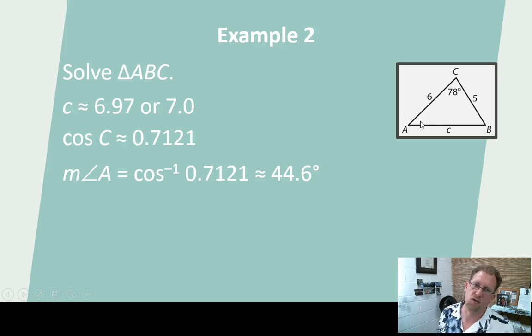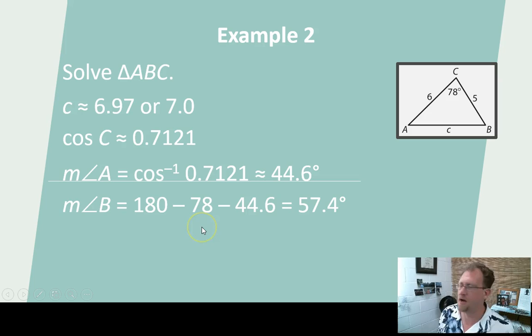And now I could do the same thing to find B, or I could just use the sum of the internal angles of a triangle. 180 degrees, the sum of the internal angles of a triangle, minus 78 minus 44.6 equals 57.4 degrees is the measure of angle B. All right, we'll do several like that in class.